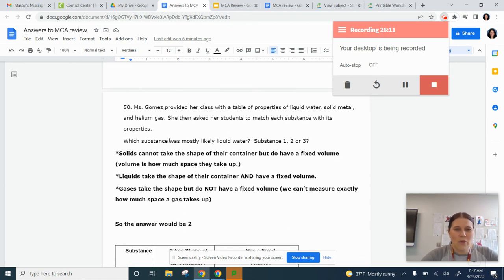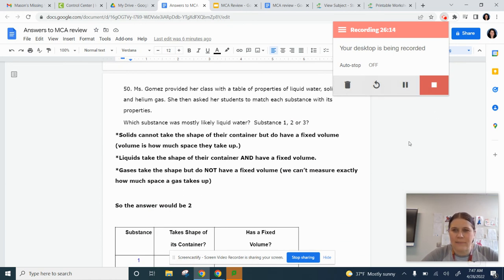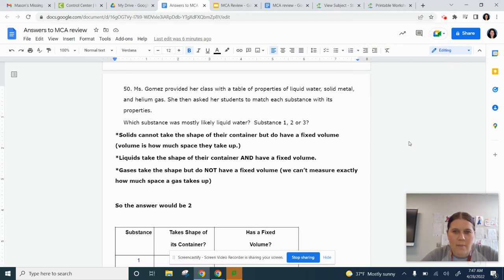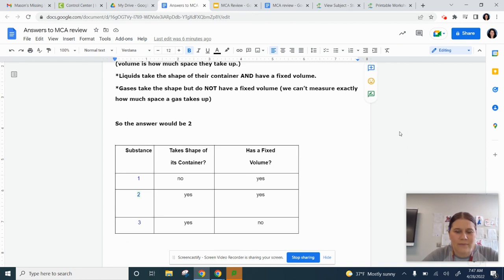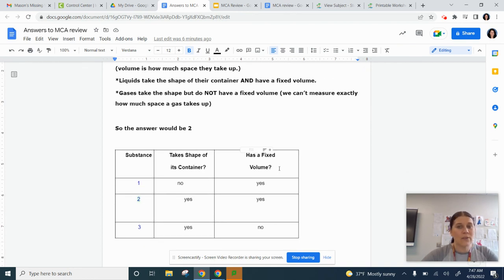Last one. Ms. Gomez provided a class with a table of properties of liquid water, solid metal, and helium gas. We want to know which one's water. Now, if something has a fixed volume, it means that we can measure exactly what's in the container. A solid, we could do that, right? And it doesn't even have to be in a container. I could tell you the volume of this. I could also tell you the volume inside of it because it's liquid. So one of these two has to be the liquid because it has a fixed volume.